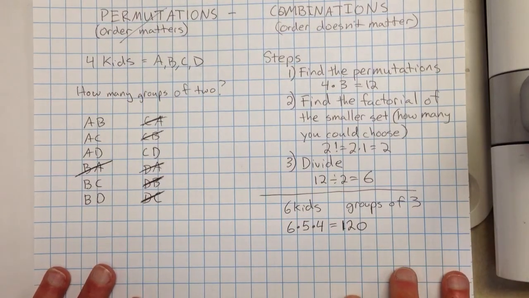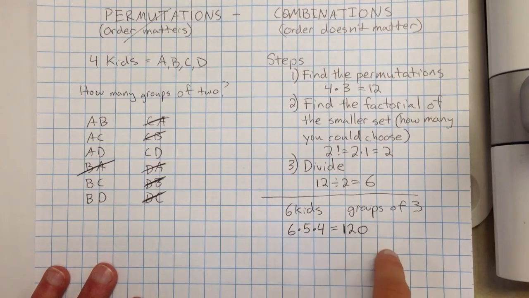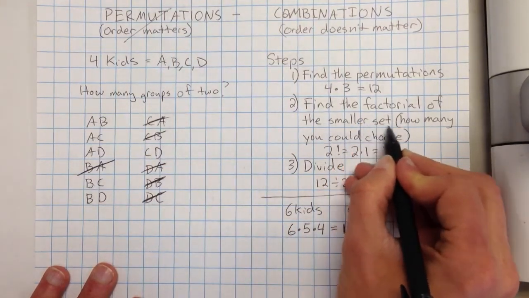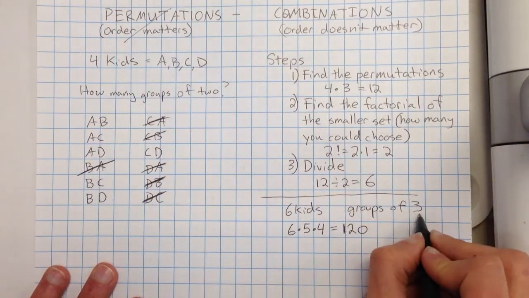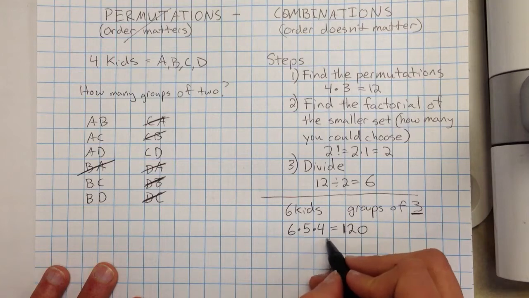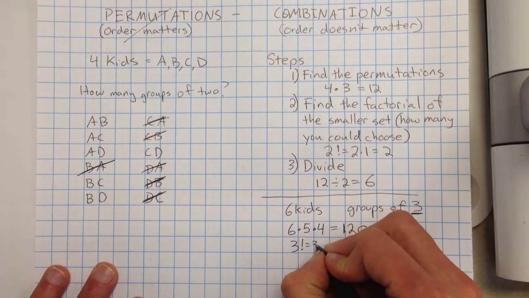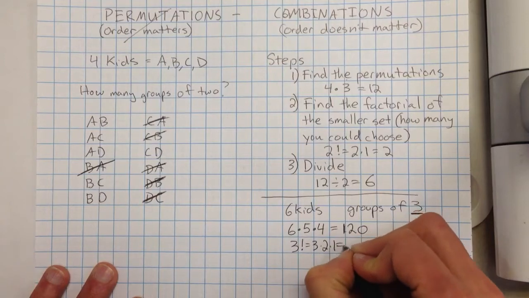However, I'm just making groups of 3. So if I have A, B, and C, that's the same thing as A, C, and B. To cancel this out, rather than drawing them crossing, I'm going to find the factorial of the smaller set, how many things I chose. I was choosing groups of 3, so I was really choosing 3 kids. So I'm going to do 3 factorial, which equals 3 times 2 times 1, which equals 6.